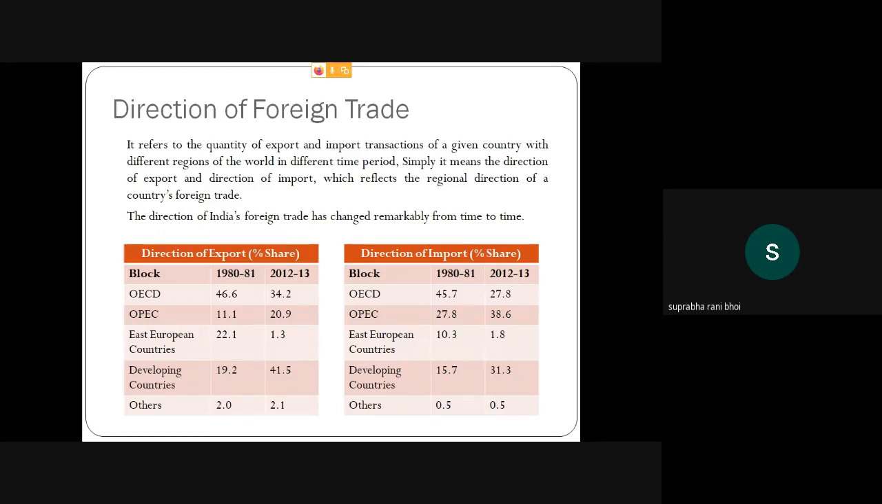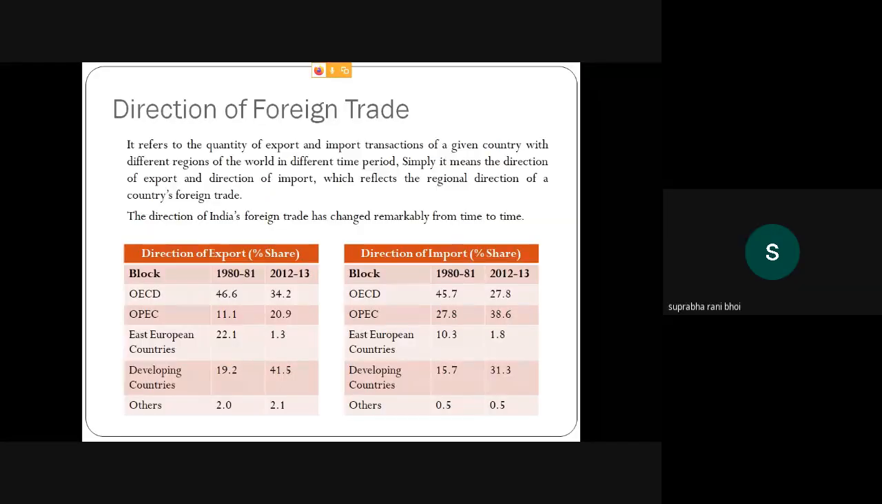Regarding import, from which countries are we importing huge amounts of goods and services? After independence, we were importing from OECD countries, OECD blocks, which has reduced to around 27.8%. The second block is oil and petroleum exporting countries, from whom we are importing around 27.8%. That has increased. I have already mentioned that oil and petroleum is our most important import, which has increased to 38.6%. Similarly, our import from East European countries has reduced.